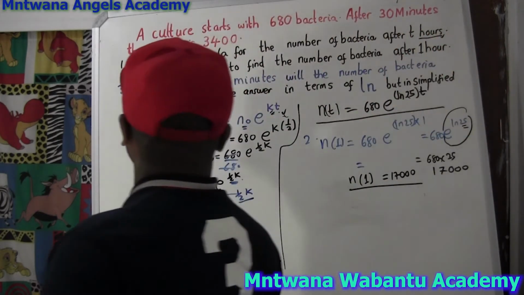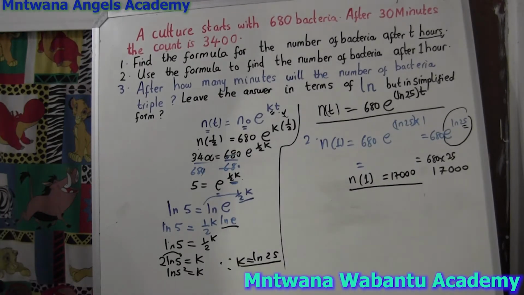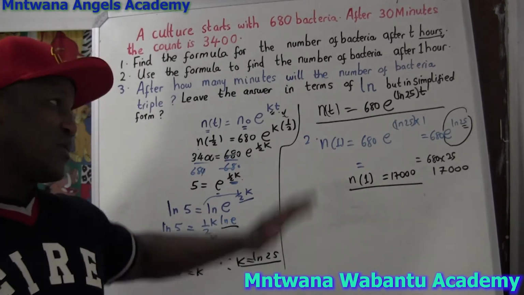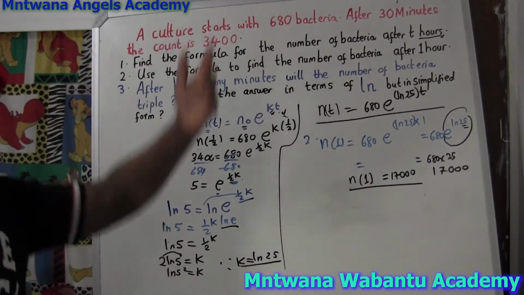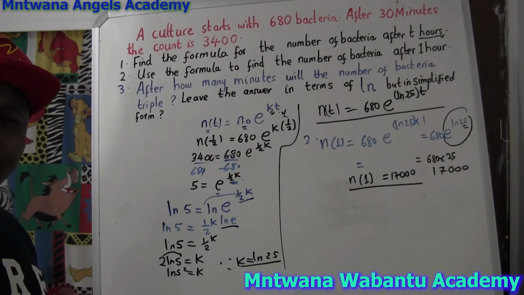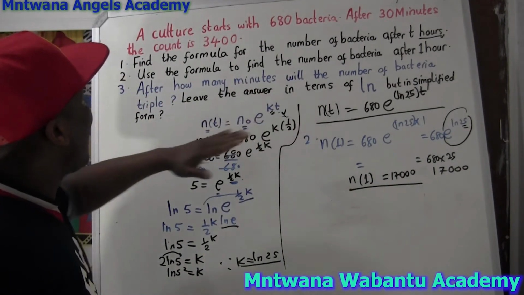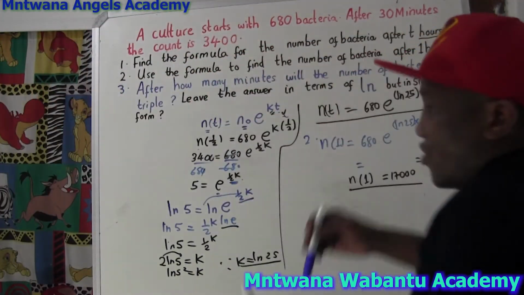Let's go for the last one: after how many minutes? So now I kind of play with the minutes, okay? But let me stick to hours, because everything is in hours, even this formula was derived in hours. And then when I get my time, I'll change it to minutes. So now: after how many minutes will the number of bacteria triple? What is triple? Triple is something 3 times of it.